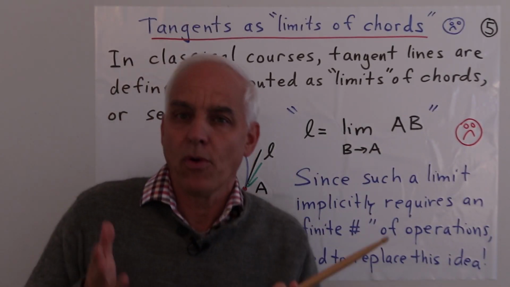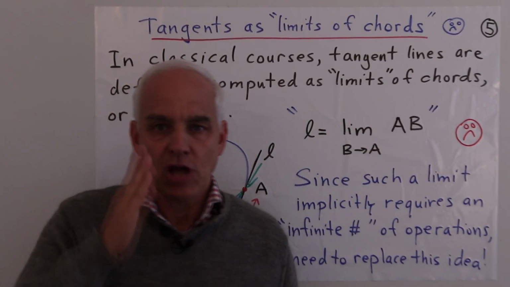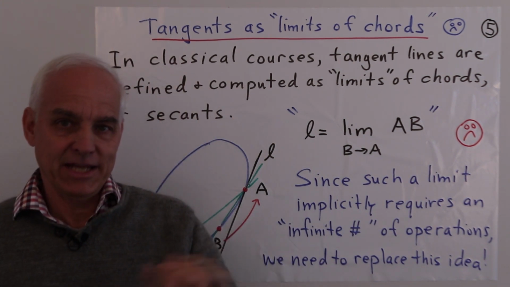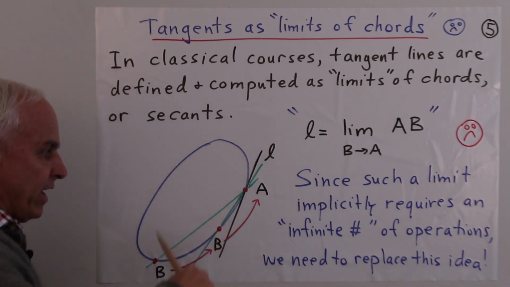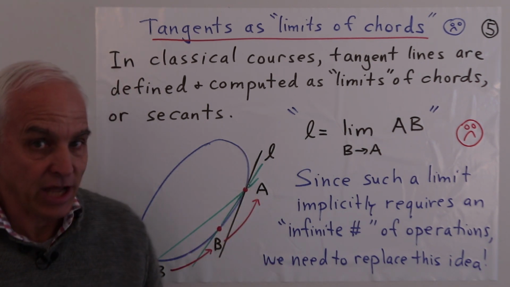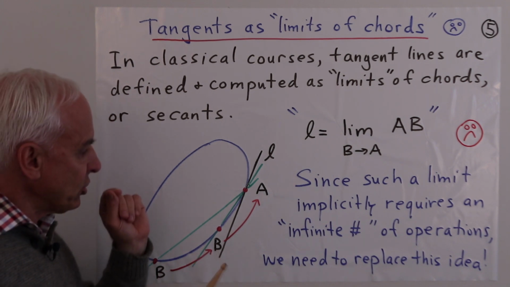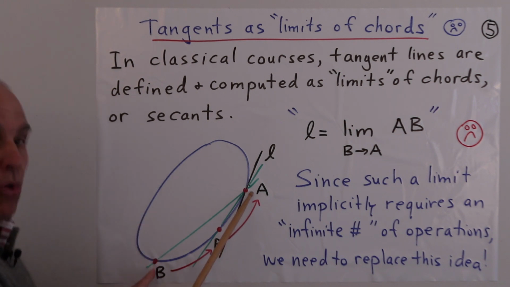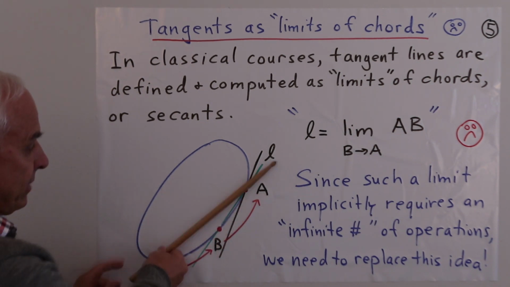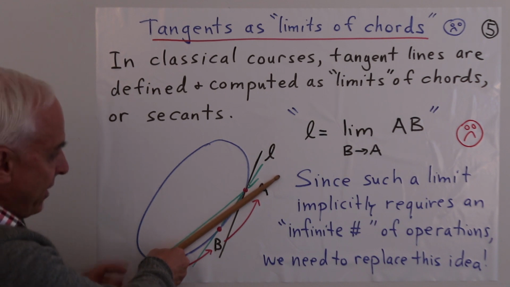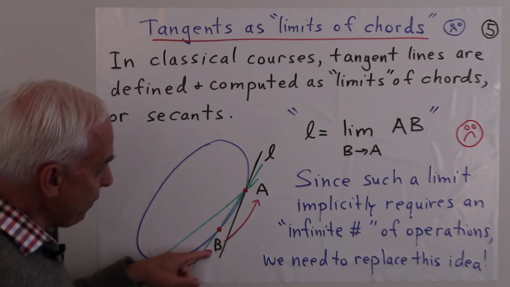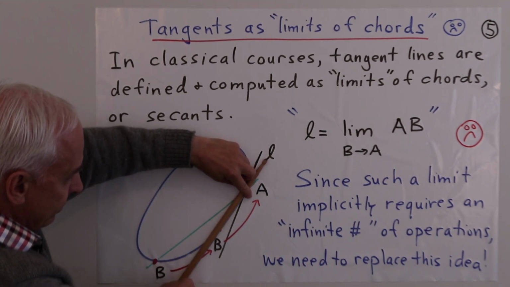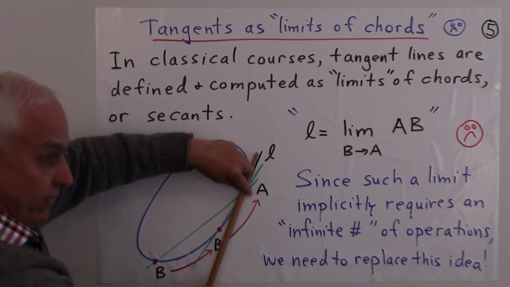Now, in classical courses of calculus, tangent lines are often defined and computed as limits of chords or secants. So here's a curve again, and let's say we're interested in the tangent at the point A. Then what we might do is consider first a secant or a chord that joins A with some other point on the curve, in this case B. That's a secant or a chord. And then the idea is, well, let's let B move towards A. And as B moves towards A, this is fixed, then this secant line ought to move towards the tangent.